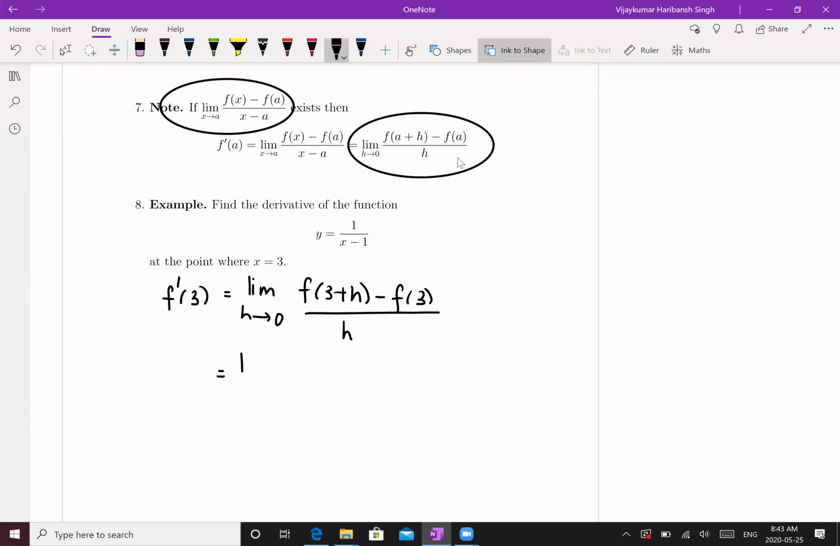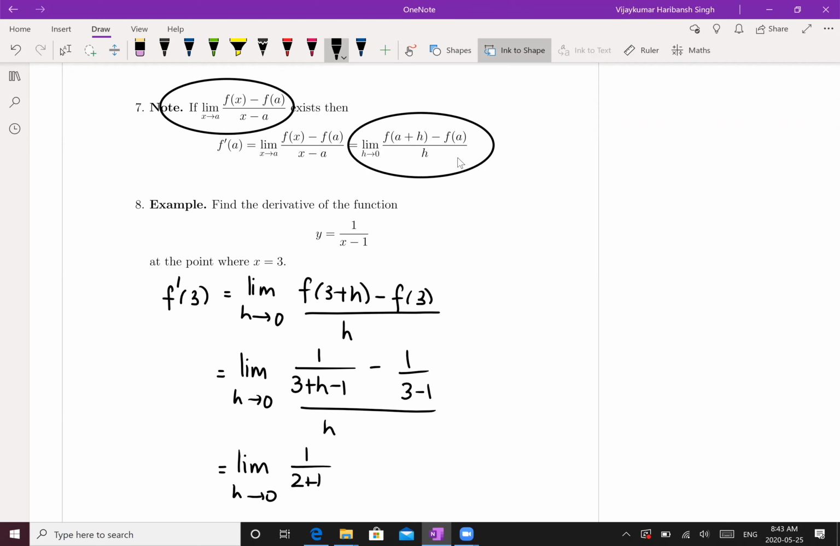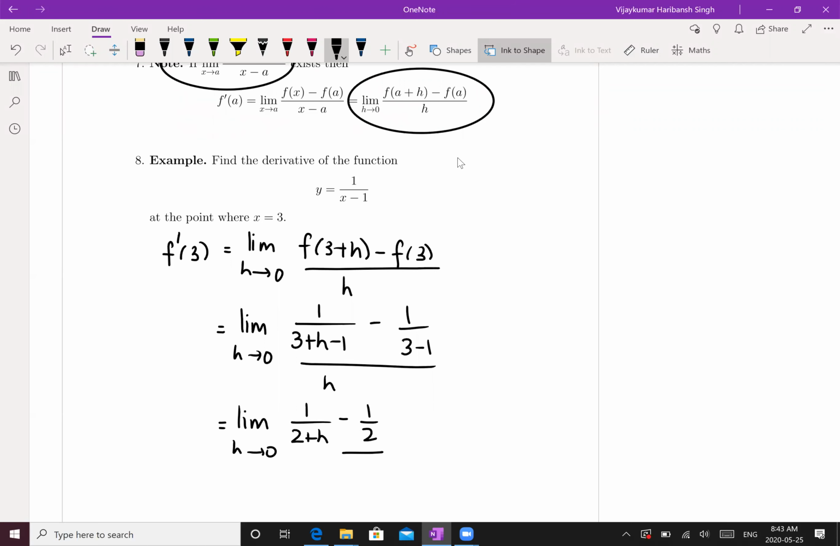So this is going to be the limit as h goes to 0 of f of 3 plus h minus f of 3, over h. f of 3 plus h: wherever there's x, I'm going to put 3 plus h. So I have 1 upon 3 plus h minus 1. f of 3 is 1 upon 3 minus 1. Over h. This is the limit as h goes to 0, 1 over 2 plus h minus 1 over 2, over h.